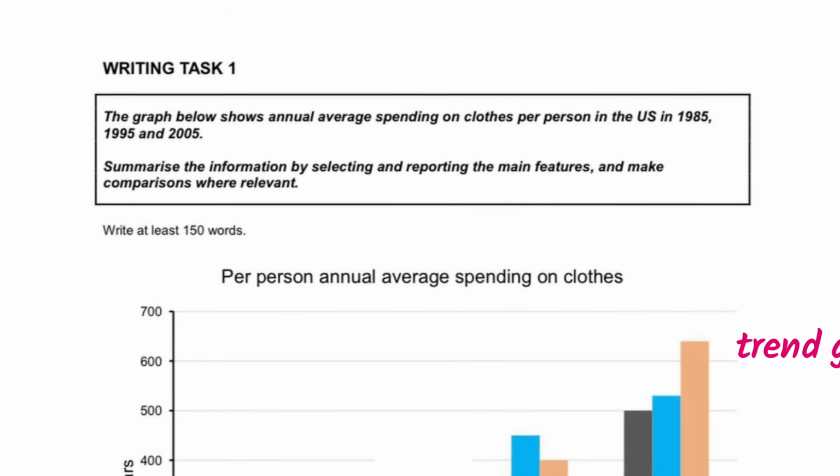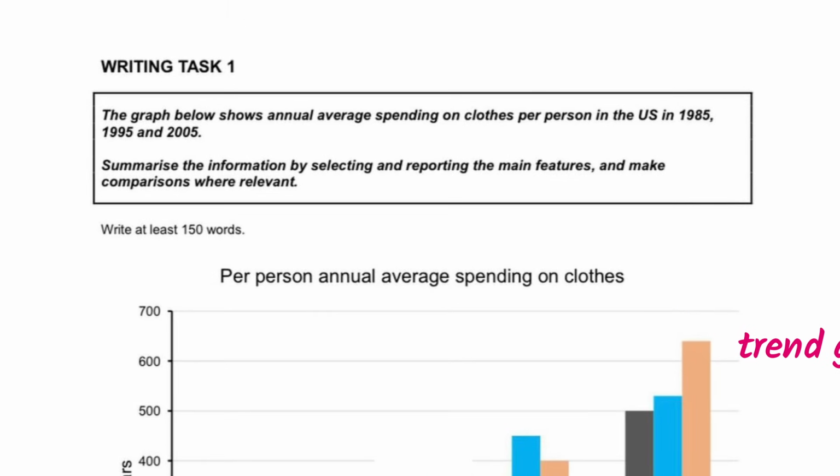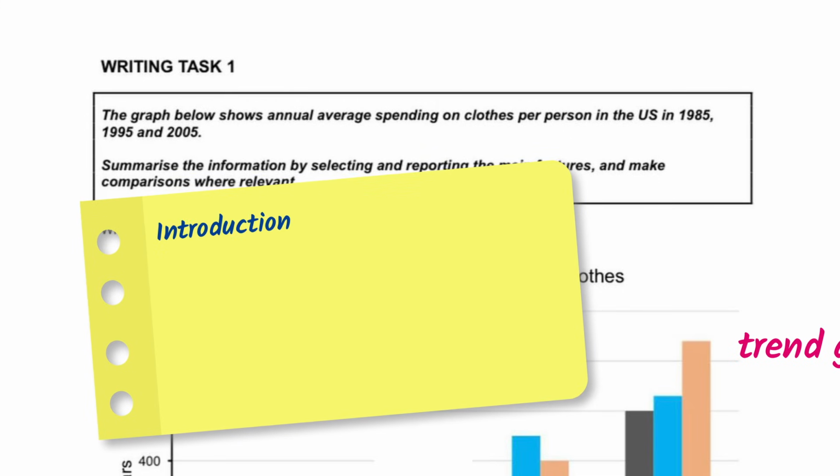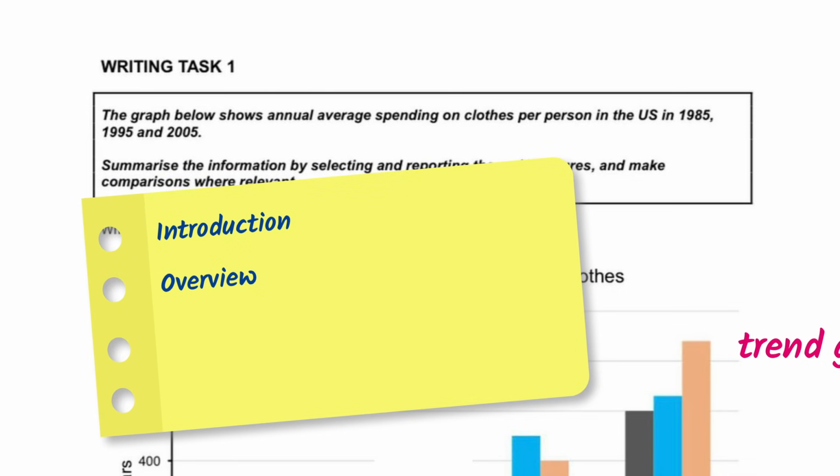So first, let's read the question together. The graph below shows annual average spending on clothes per person in the US in 1985, 1995, and 2005. So as you know, the first step in writing an introduction is to paraphrase the question. And the second paragraph is the overview paragraph. In the overview paragraph, we write about the main features, the specific features of this graph or of this chart.